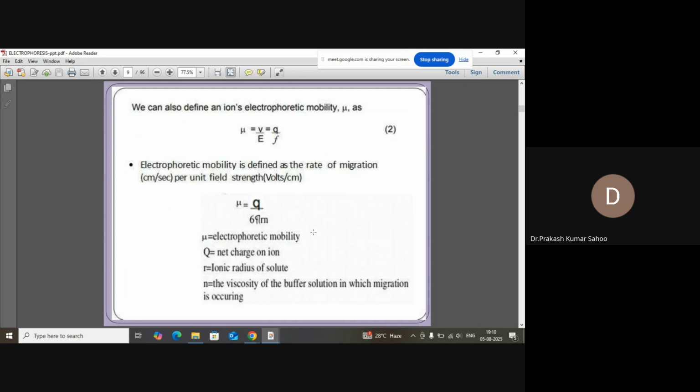So we can also define an ion's electrophoretic mobility mu is equal to v by E, equal to Q by F, where electrophoretic mobility is defined as the rate of migration, that is centimeter per second, per unit field strength, that is volt per centimeter, which gives mu equal to Q by 6 pi eta r, where Q is the net charge of the ion, r is the ionic radius, and eta is the viscosity of the buffer solution.